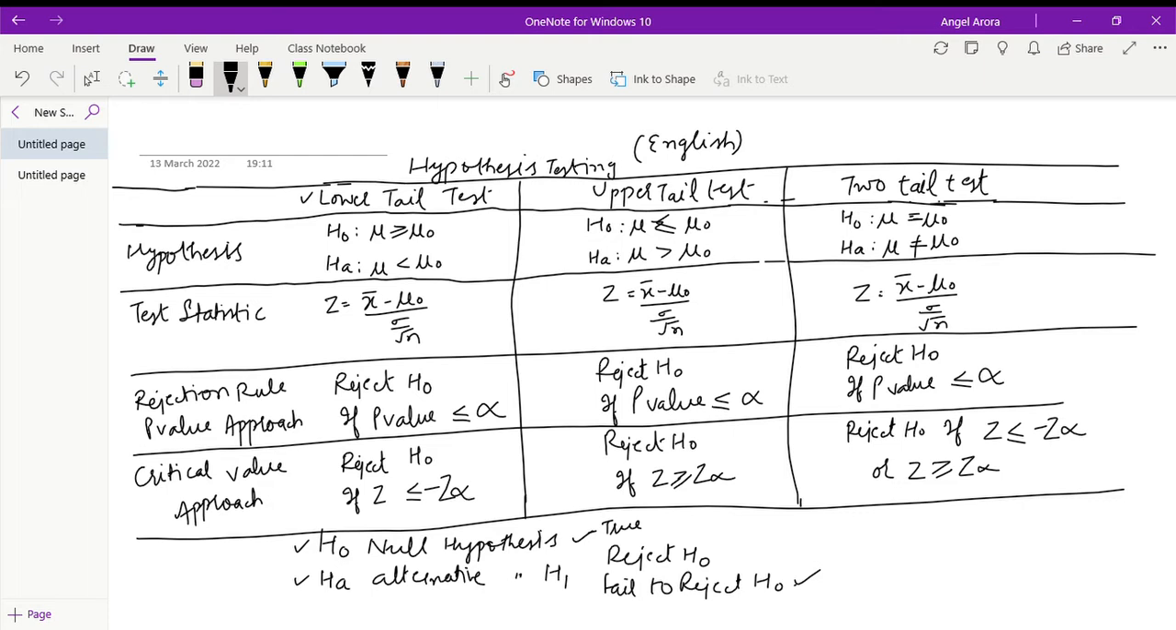Suppose the school board claims that students spend at least 5 hours a day on social media. That students spend at least 5 hours a day on social media. So H naught, that is the null hypothesis, says that mu, the average, is greater than or equal to 5, at least 5 hours a day. So 5 here is the hypothesized value of the population mean. Okay, so this is an example of lower tail test.